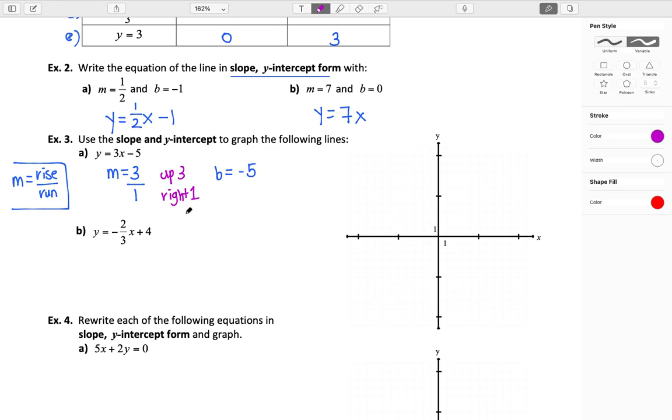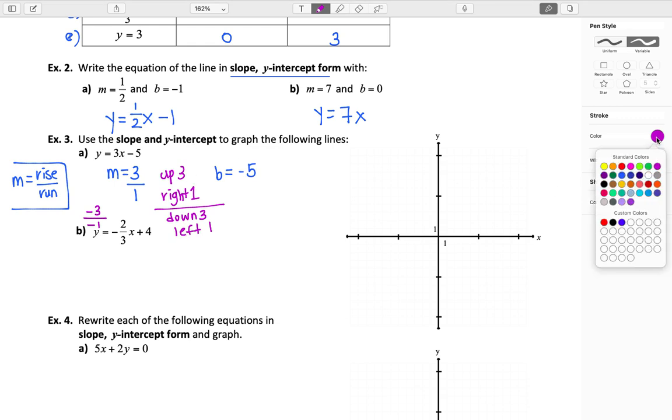Another way to look at it is do the opposite of both steps. So the opposite of up 3 is going to be down 3. The opposite of right 1 is left 1. The reason why is because if I were to put -3 and -1, negative becomes positive. But still, it means exactly the same thing. Both are 3 over 1. So you could do one or the other.